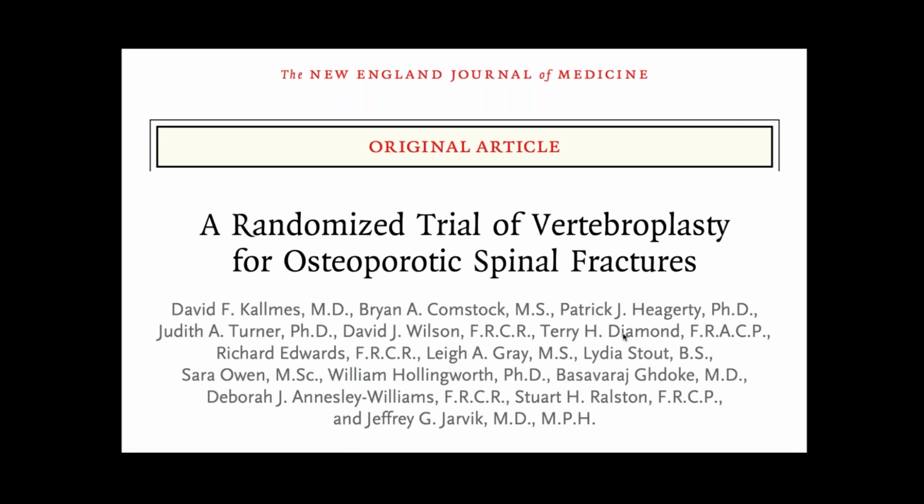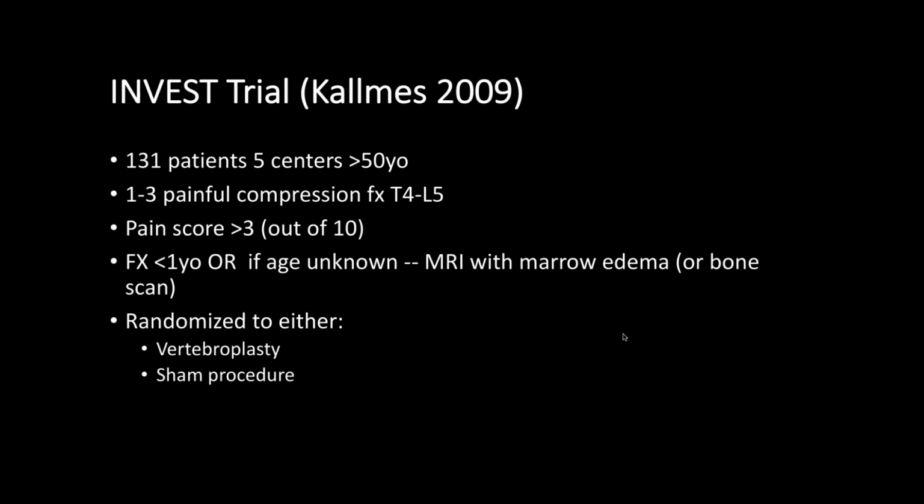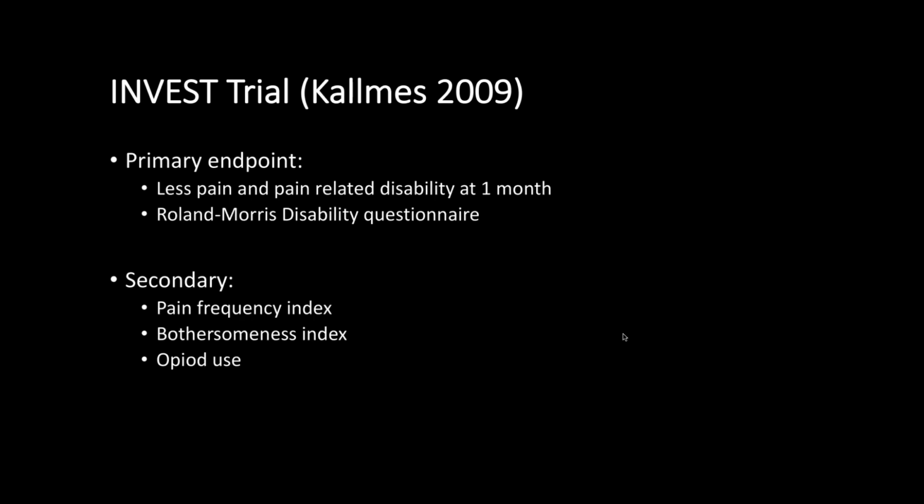So what does that data actually show? I'm going to start with the first trial. This is the INVEST trial. It was in the New England Journal of Medicine in 2009, and it was one of the biggest news-making trials in this field. It involved 130 patients, mostly in Australia, and they had to have at least 1 compression fracture at the thoracic or lumbar level. The pain score had to be at least a 3 out of 10, which is something I'm going to address later, but I just want you to make note of that.